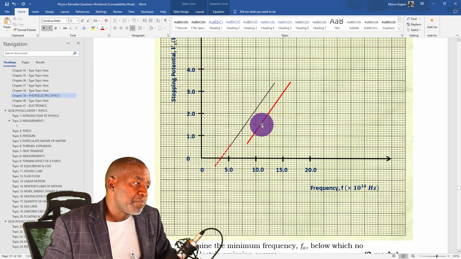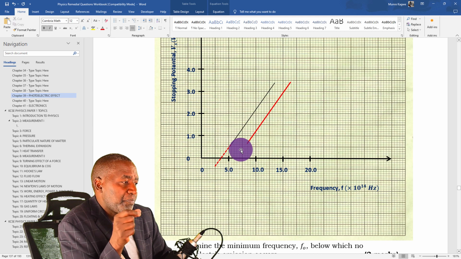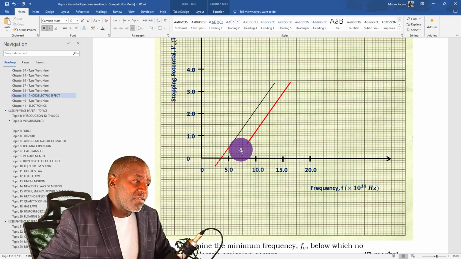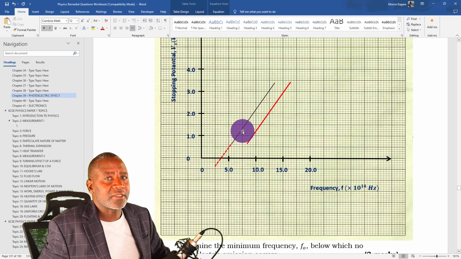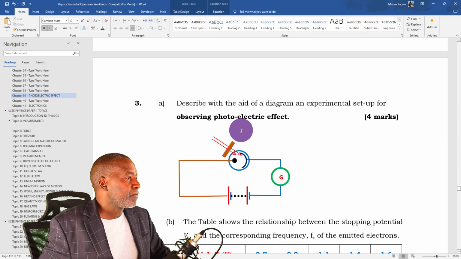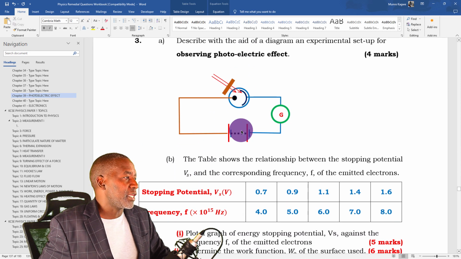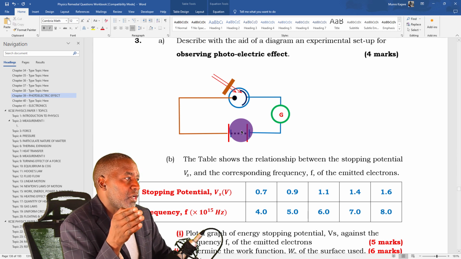And then it must be on this other side, so that should we want to know the work function of that metal, we need the threshold frequency, then we will definitely see that it has a lower value than that one of metal X. That question was just as simple as that. Let's look at another question that was set in a different paper altogether.